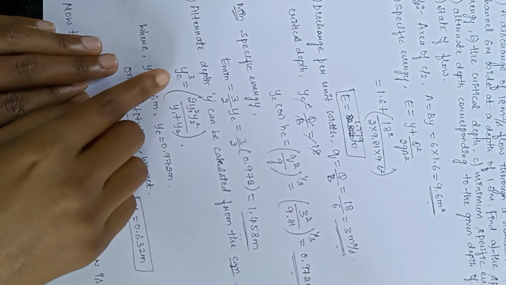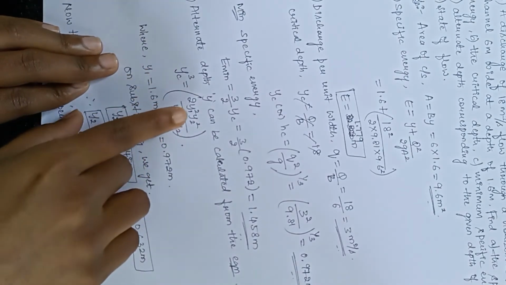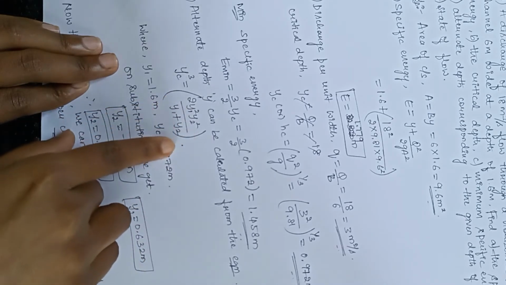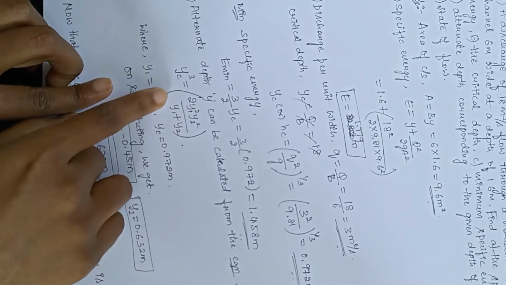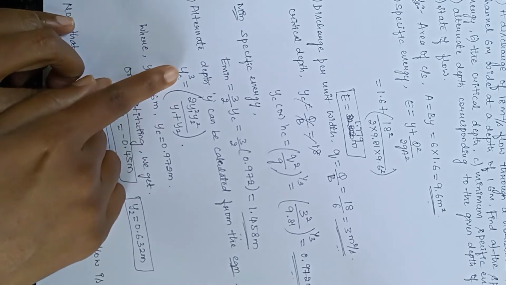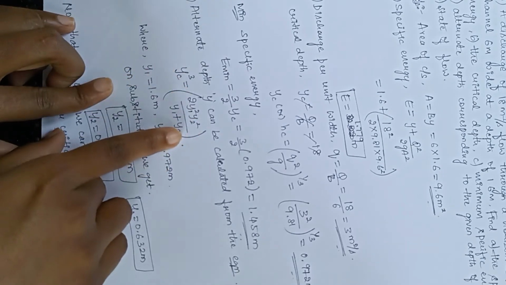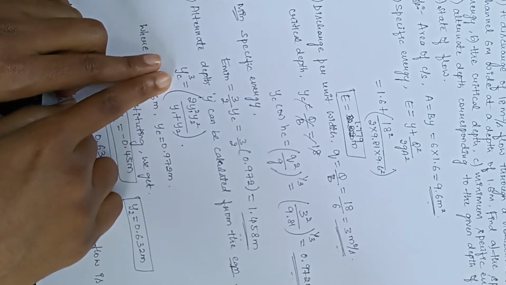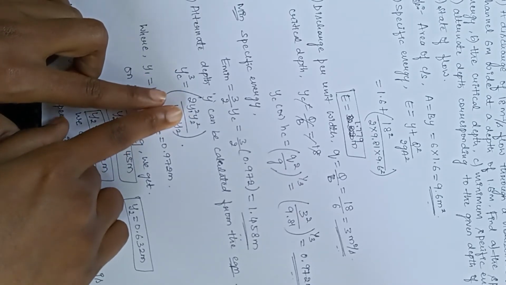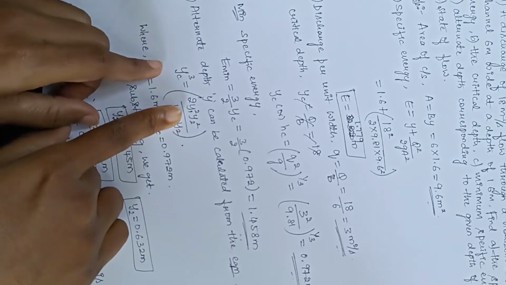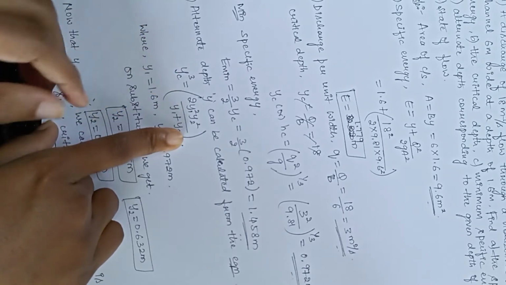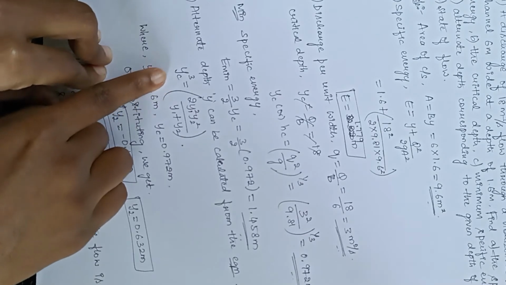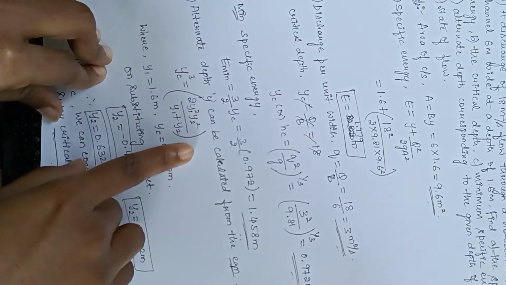And the formula is yc cube is equal to 2 into y1 square y2 square divided by y1 plus y2. I repeat, this equation represents the critical depth in terms of alternate depths, where yc represents the critical depth, y1 represents the depth of flow at the first section, and y2 represents the depth of flow at the second section. Here we know the value of yc, we know the value of y1, we need to find y2.